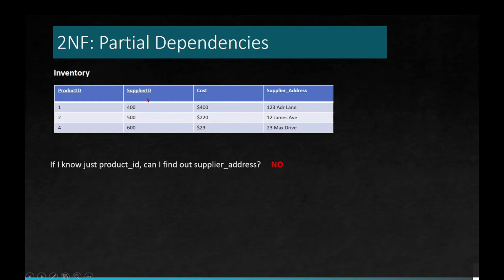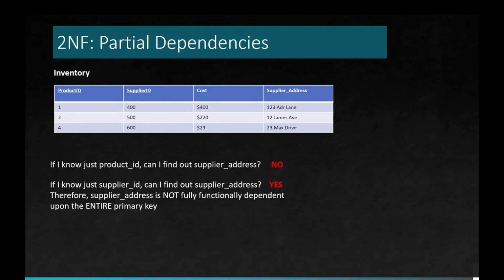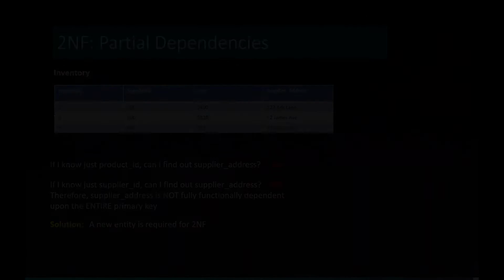Now if I know just the supplier ID, can I find out the supplier's address? Well, in this case, yes we can, because the address is not dependent on the product ID. Therefore, the supplier address is not fully functionally dependent upon the entire primary key. So how do we solve this? Well, the solution is to create a new table or entity.